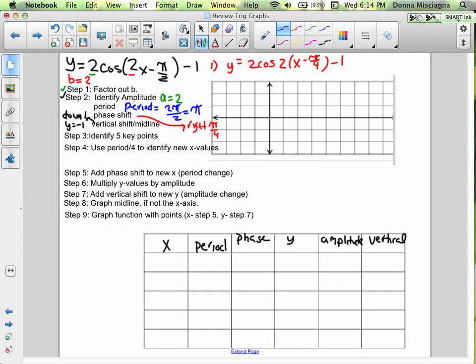So we need to do that first before we add the phase shift. Before we do that, sorry, we did not identify our 5 key points. All we did was label the graph. Now let's identify our table. Now let's identify our 5 key points. Always 0, pi halves, pi, 3 pi halves, and 2 pi. This is cosine. Cosine starts at its maximum. So 1, 0, negative 1, 0, 1.